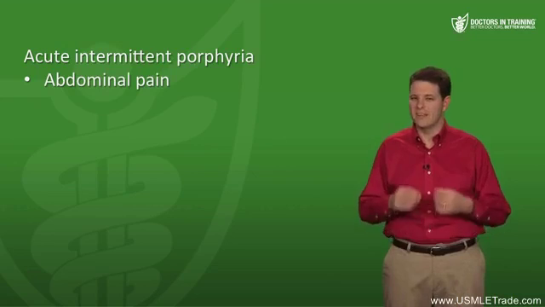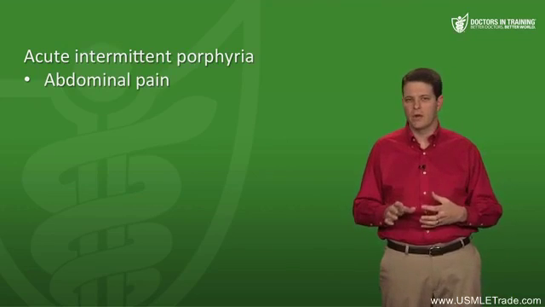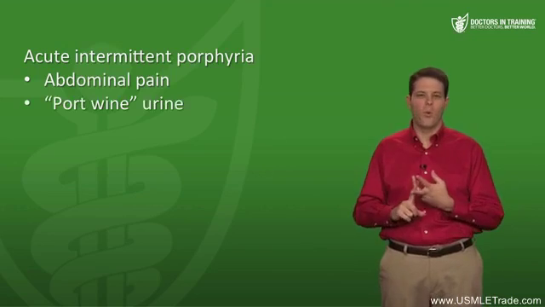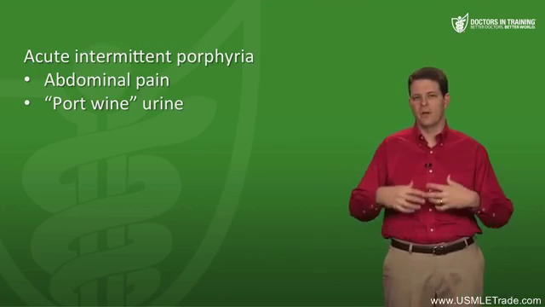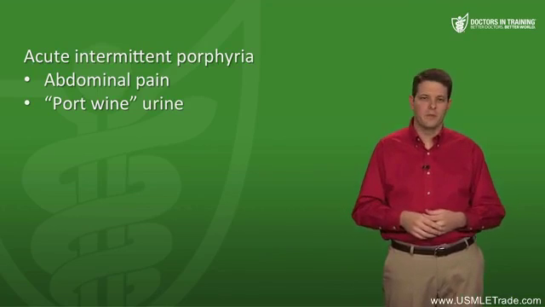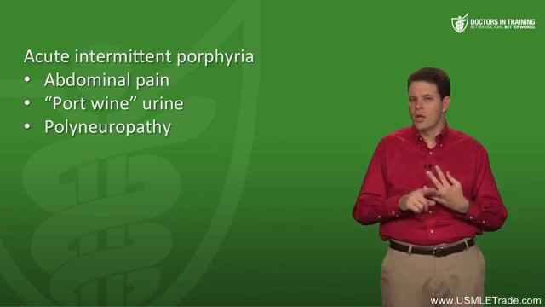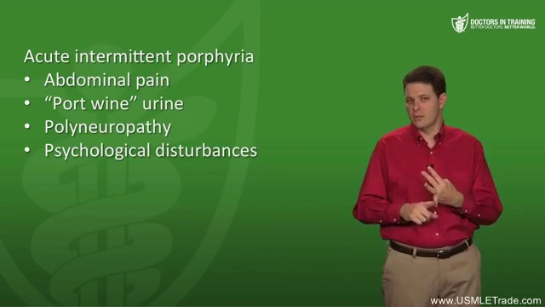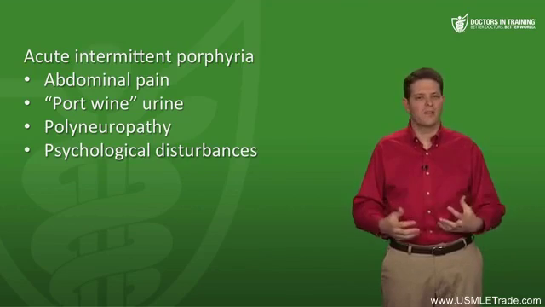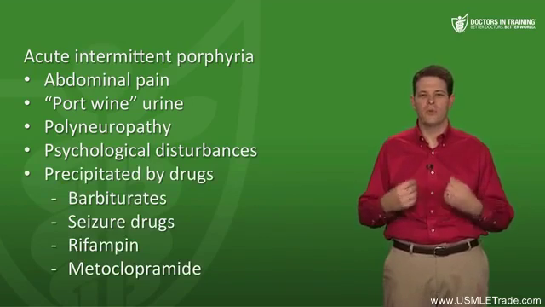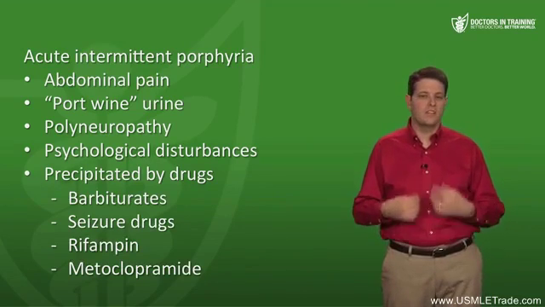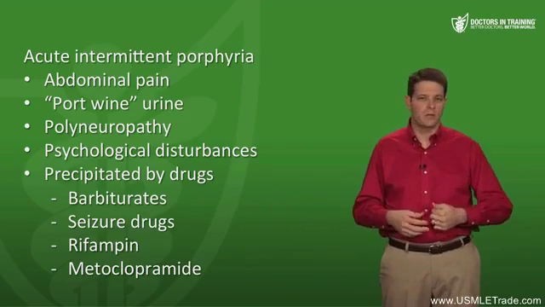But the main thing with acute intermittent porphyria is to be able to recognize the presentation of the disease. So it's going to present with abdominal pain, which is a neuropathic pain. Those intermediate heme precursors are thought to be neurotoxic. Patients are going to have port wine urine. It's a very dark or reddish urine because of excess heme precursors that build up in the blood and then spill into the urine. And then polyneuropathy, again, this is a neurological dysfunction taking place, psychological disturbances. So again, those heme precursors are neurotoxic and that can lead to some psychological problems. And then the last point about the presentation is that this is precipitated by drugs, so things like barbiturates, seizure drugs, rifampin, and metoclopramide can trigger this.